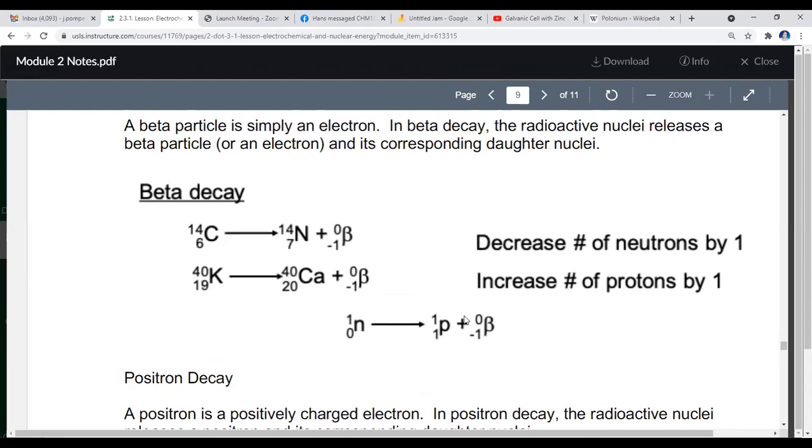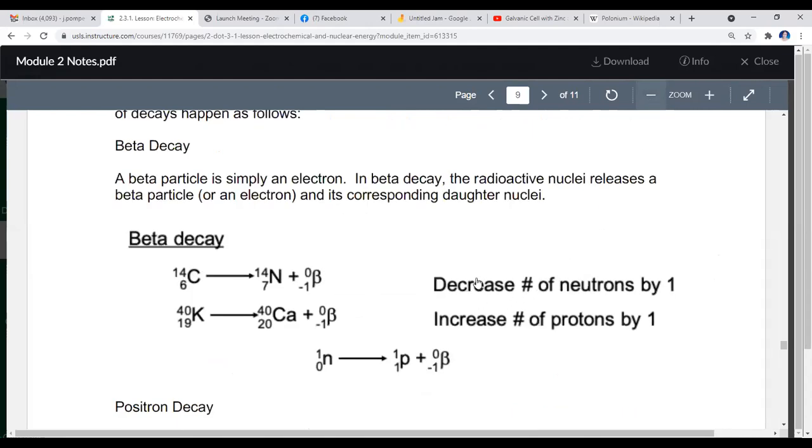I'd like to ask, what is the basis for this? If you're still with me, what's the basis for the decreased number of neutrons by 1 in the first example and an increase of protons by 1 in the case of the second example? So I am not alone. So let me see. Okay.